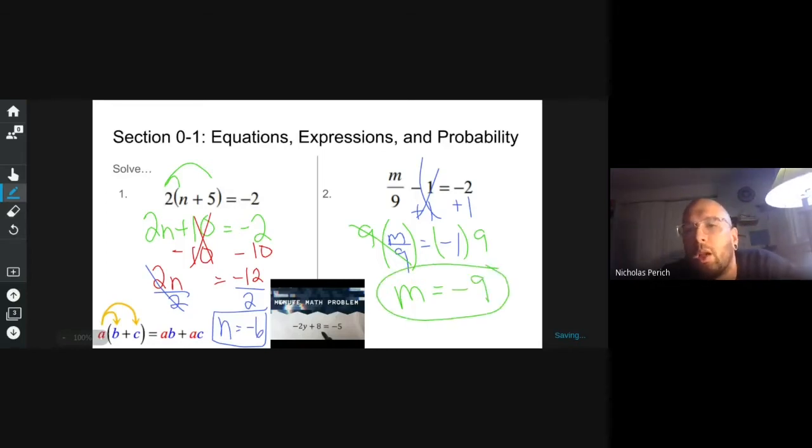Boom! And of course, if I wanted to, I could take that and plug it in to m. So m is -9. So -9 divided by +9 is -1. And -1 minus 1 is -2. Hooray!